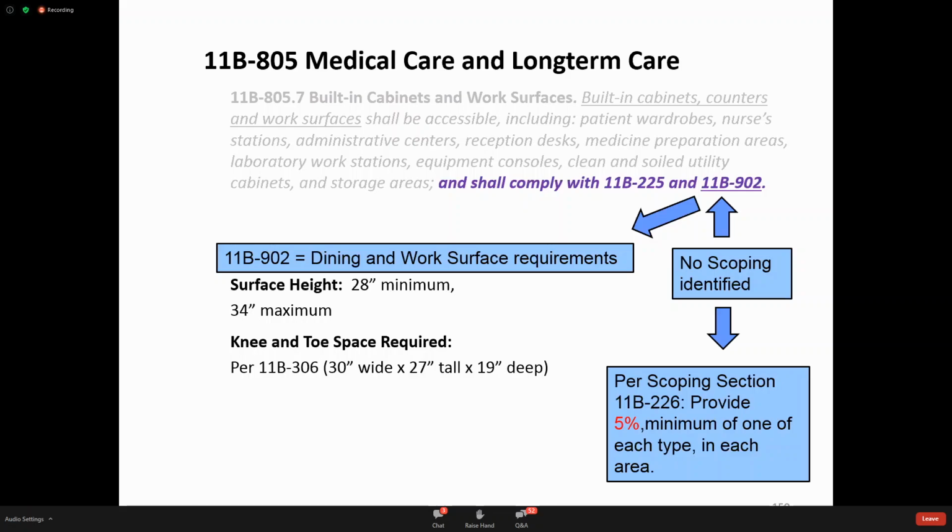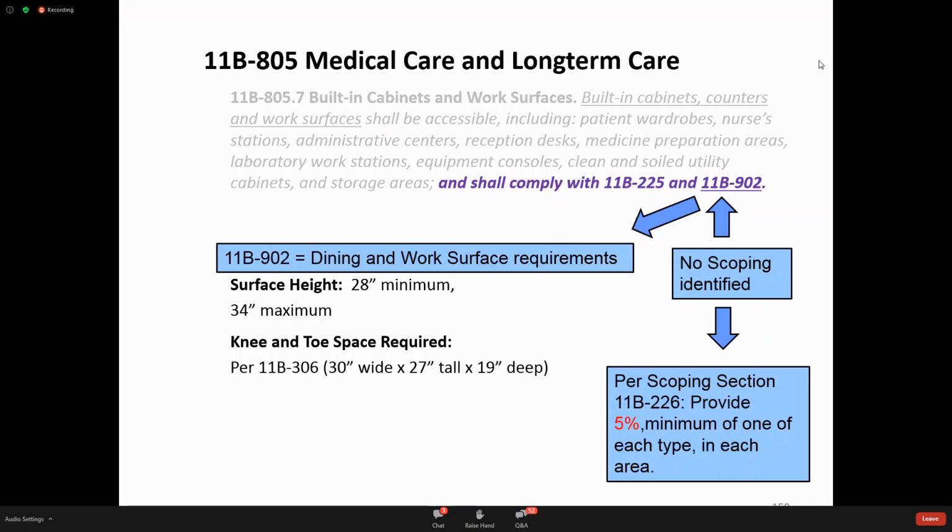Now, the weird thing about it, and I don't have the text on screen because I want to try to keep this simple, is that what the code language says is something to the effect of, in all but employee areas, you shall provide 5% scoping, which leaves an open-ended question. Then what are we supposed to do for scoping in an employee area in this context and this code section? I've had this conversation with OSHPD. I think everybody agrees the reasonable thing to do is to apply the 5% scoping.